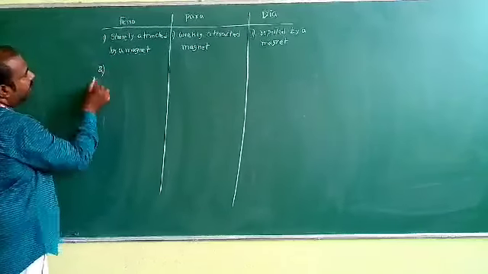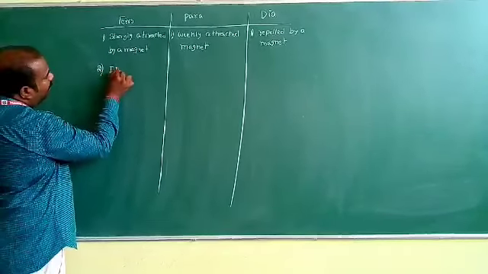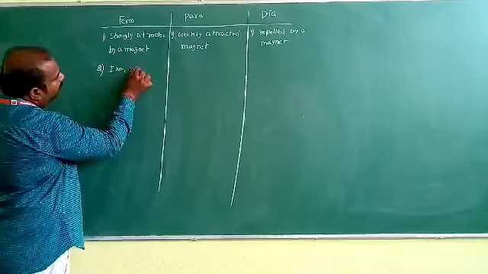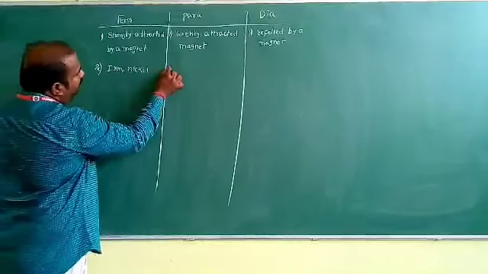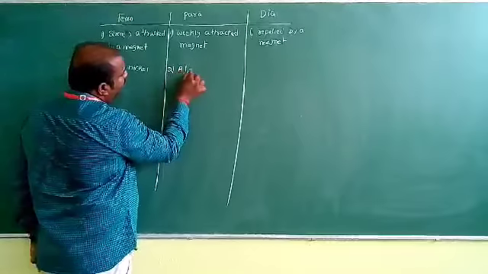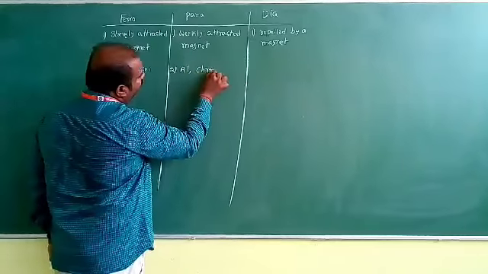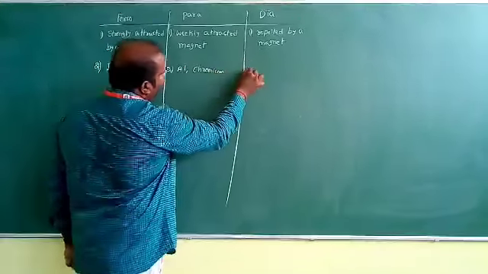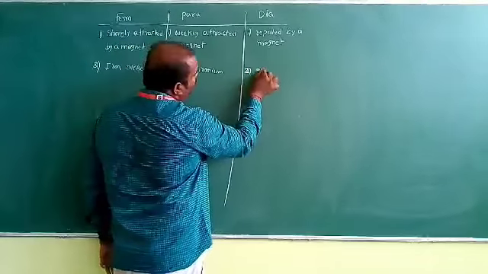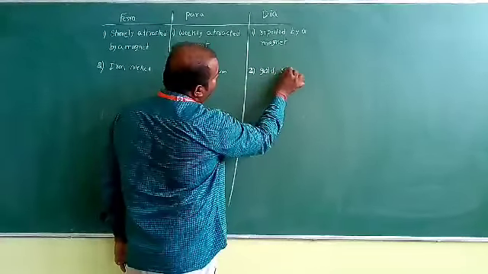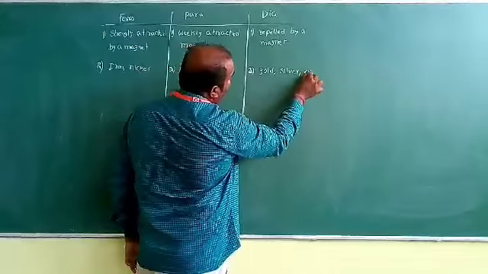Second one, example. Ferro: iron, nickel. Here the example: aluminium and chromium. Here the example: gold and silver and copper.